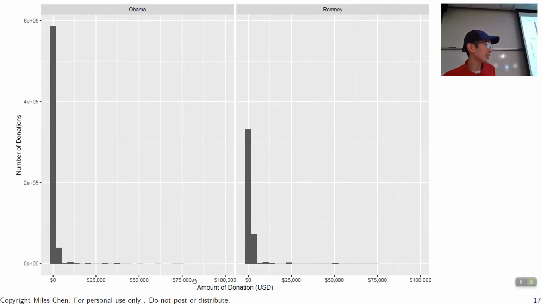Or we could just get the average donation. Average donation. Okay, and how should we calculate the average? Mean, median, mode. What would you suggest? I would say median. Mean. Okay.